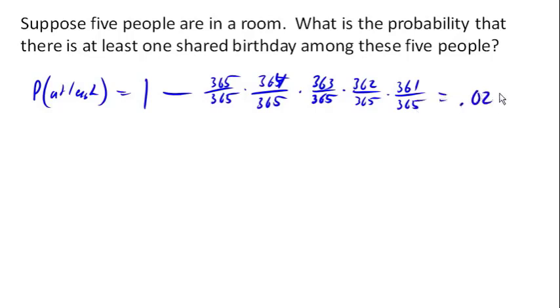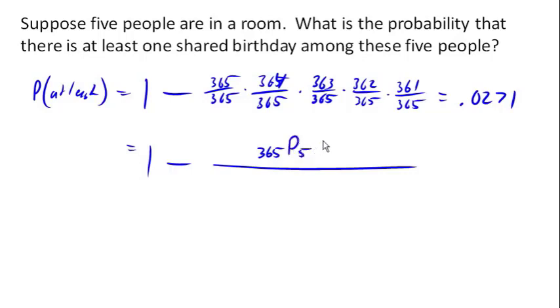2.7%. But we could simplify this a lot if we notice that the denominator here is 365 to the 5th power, and the numerator is just 365 P 5. From 365, how many ways can we pick 5, or how many orderings are there? And in the bottom, we've got 365 multiplied together 5 times. That's 365 to the 5th power. And computing that, we get exactly the same answer that we had there.